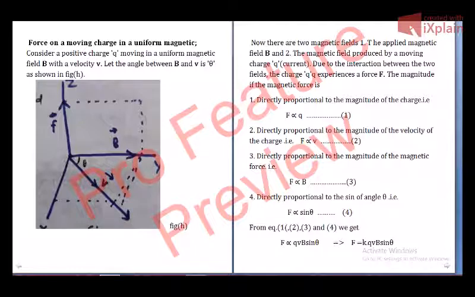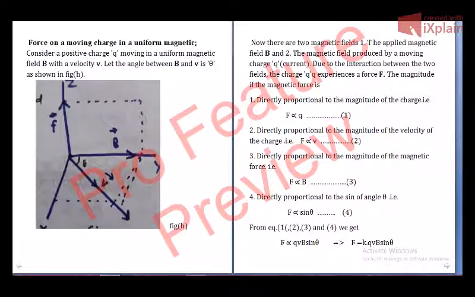As you know, we are discussing magnetic effects of current. Our today's topic is the force experienced by a charge when it is placed in a uniform magnetic field. Let's consider a positive charge Q moving in a uniform magnetic field B with a velocity v. Let the angle between B and v be theta, as shown in the figure.